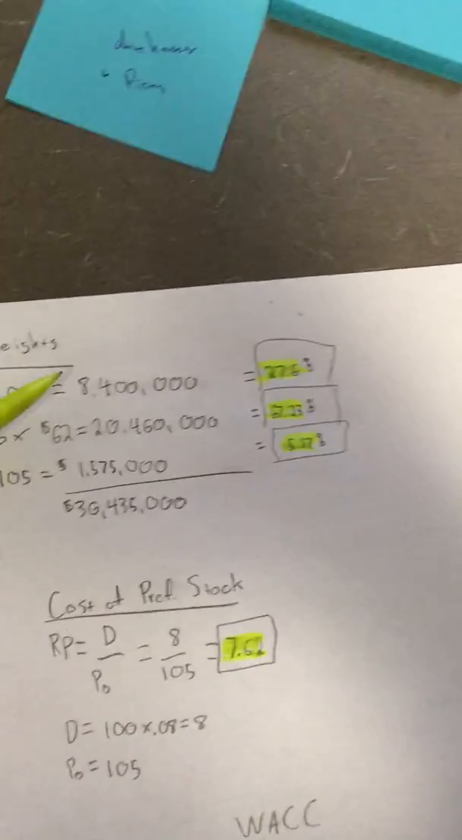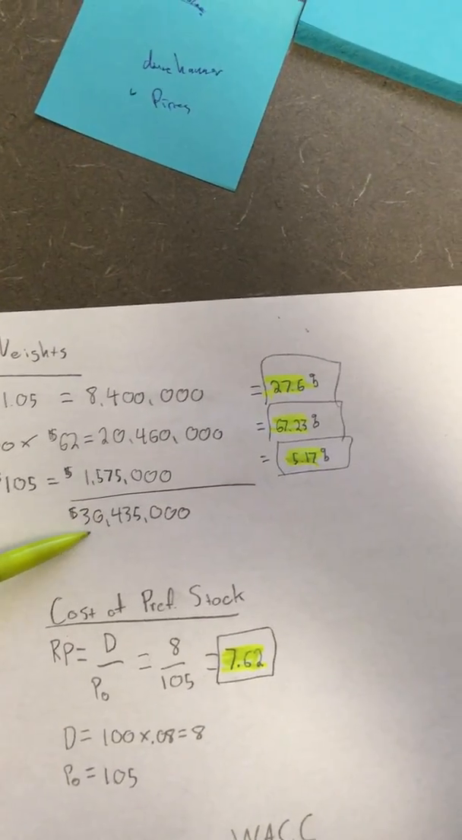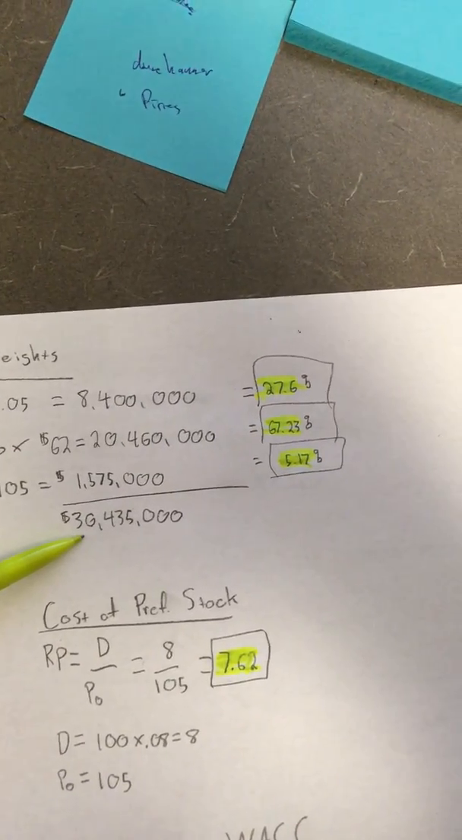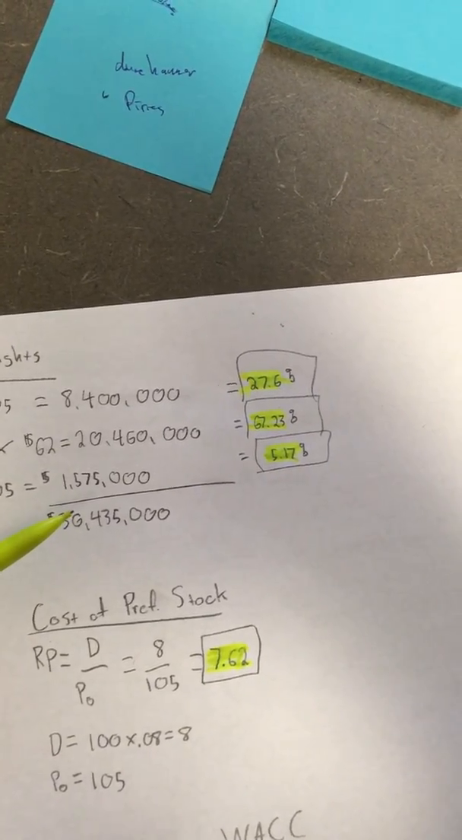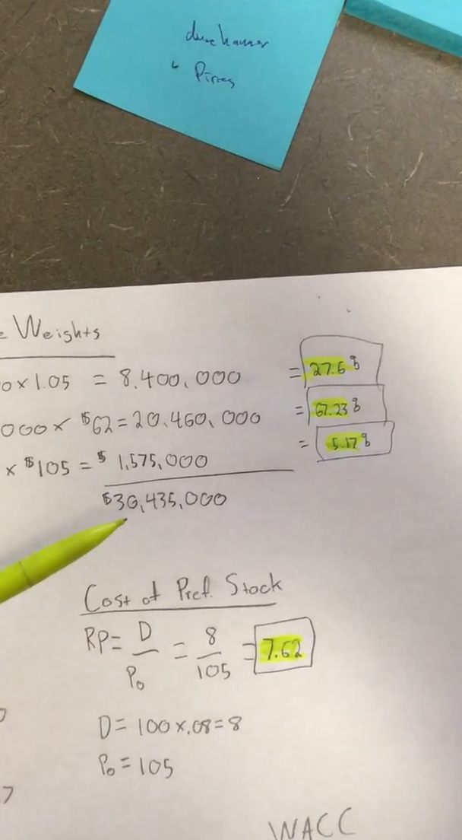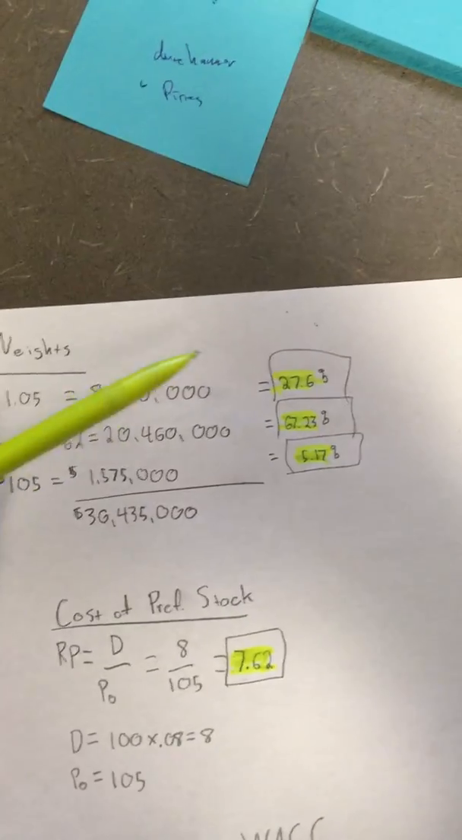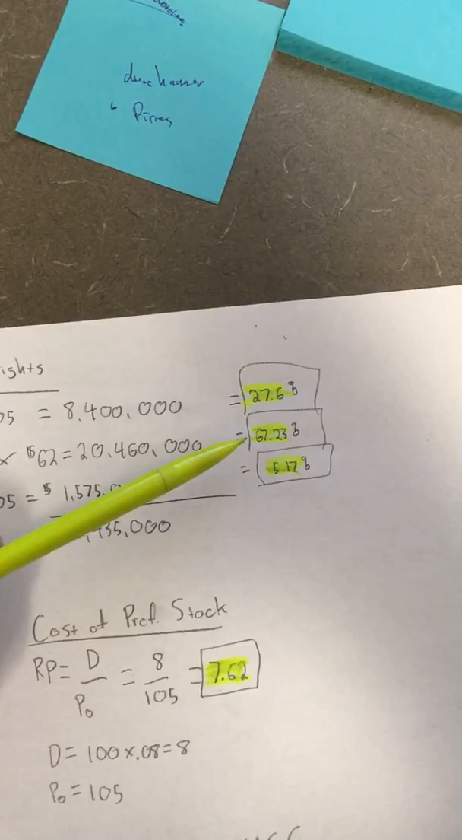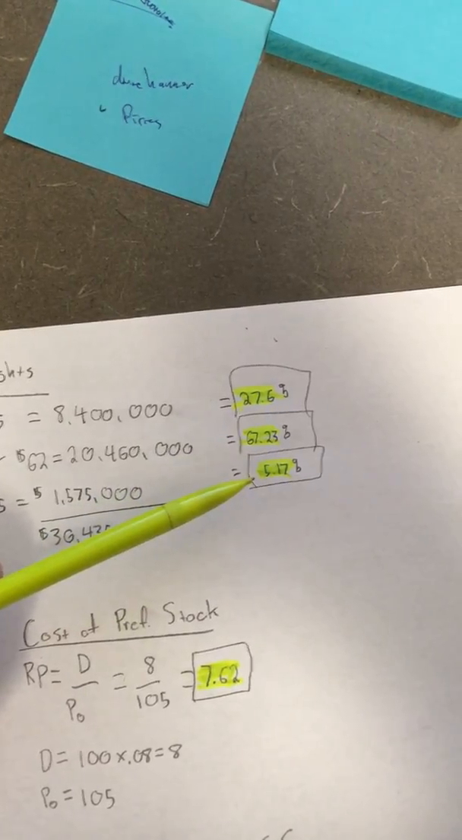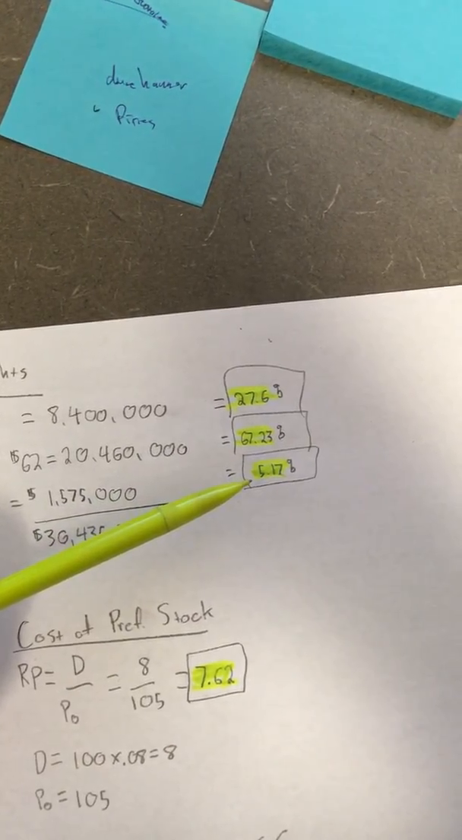So at that point, you plug in your respective market values divided by the denominator, which is the total market value of your equity, common stock, preferred stock, and debt, and that results in these percentages here: 27.6%, 67.23%, and 5.17%.